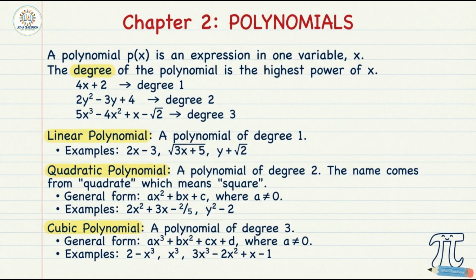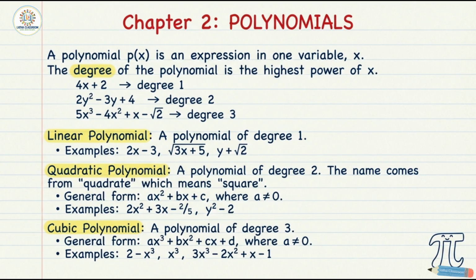A polynomial p of x is an expression in one variable x. The degree of the polynomial is the highest power of x. Suppose 4x plus 2 is there. What is the degree of this polynomial?